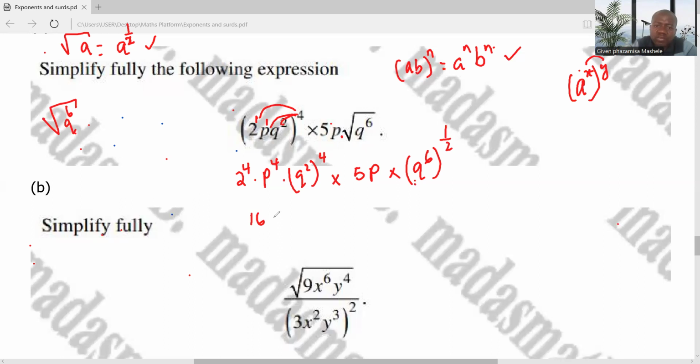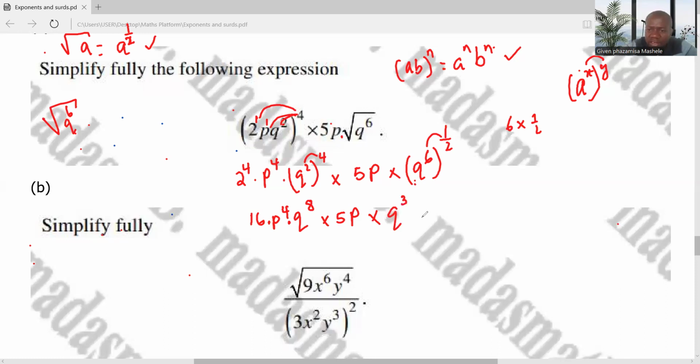p to the exponent of 4, q, now we're going to multiply 2 with 4, because these are multiple powers. 2 times 4 gives us 8. Times 5, p, times, okay, whether I'm using dot or cross, that's fine. Then let's multiply these two. What is 6 multiplied by half? It gives us 3.